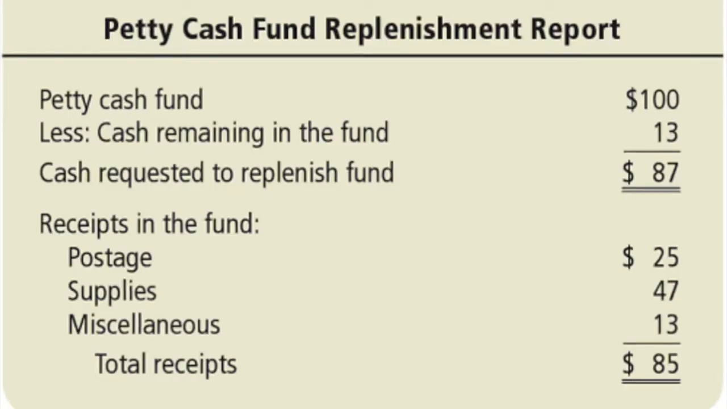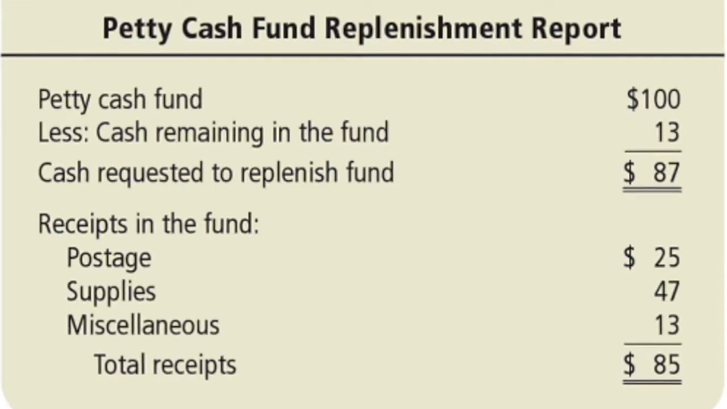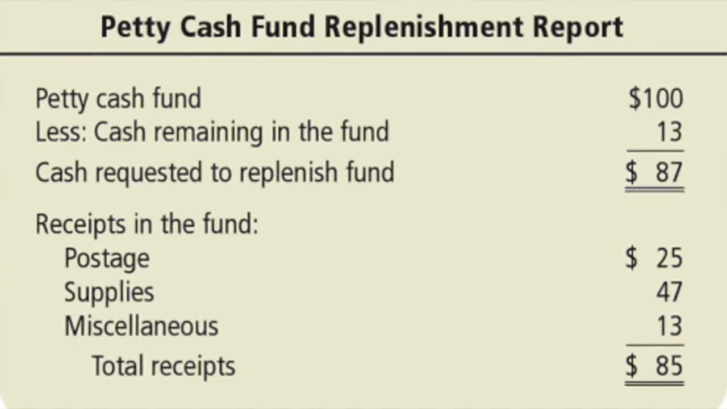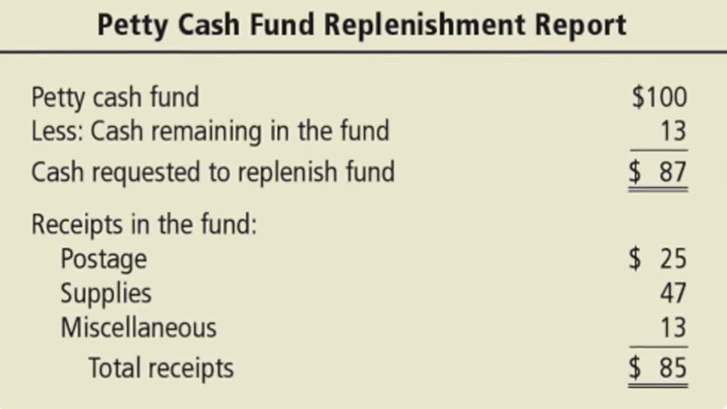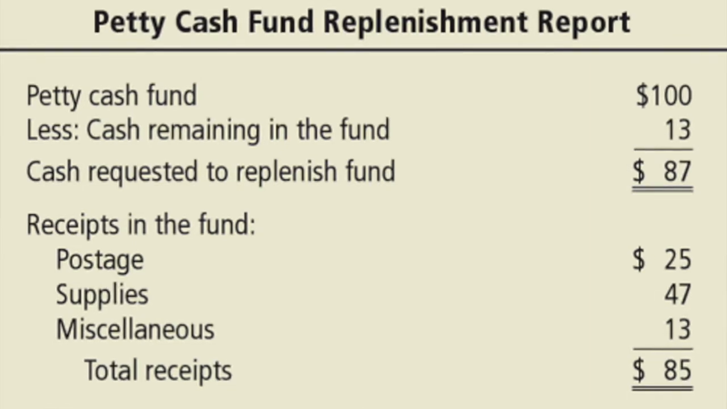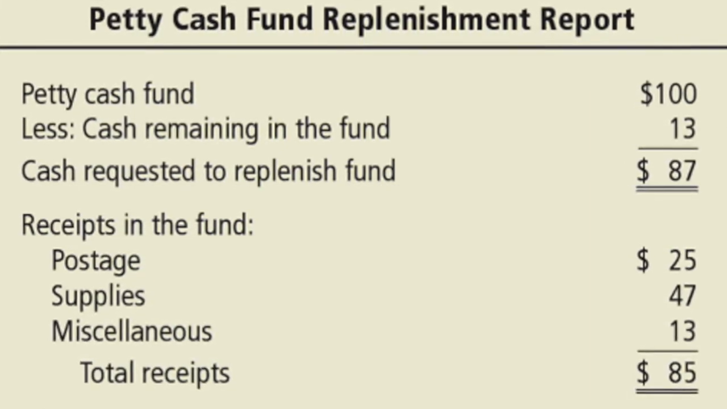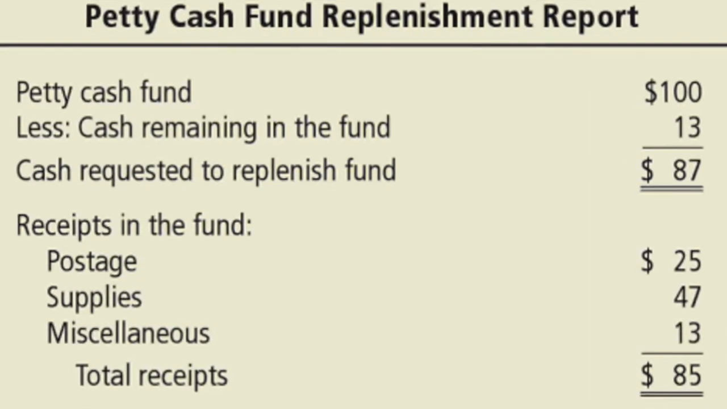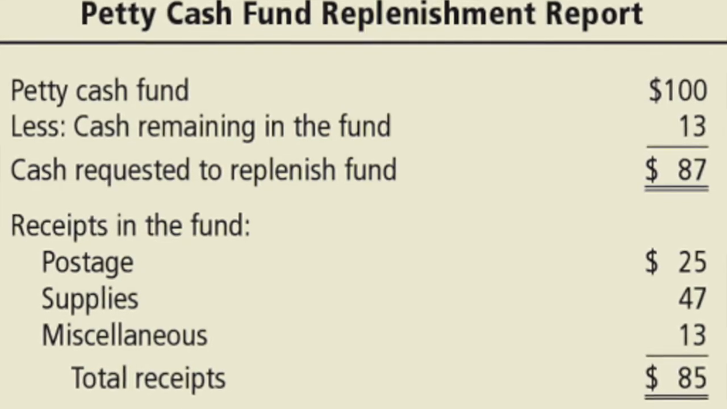The last activity is replenishing the fund. As the cash in petty cash fund decreases, the fund must be replenished. This can be done by counting the remaining cash and the amount that the company cashes the check for. For example, with the above report, it shows that the fund needs $87 to be fully replenished. However, the receipts show a total of 85 instead of 87, and this is where cash over and short comes in. But it will be discussed later in the video.